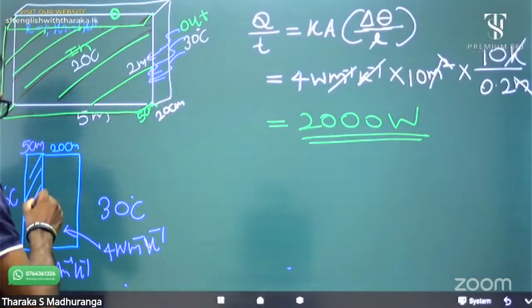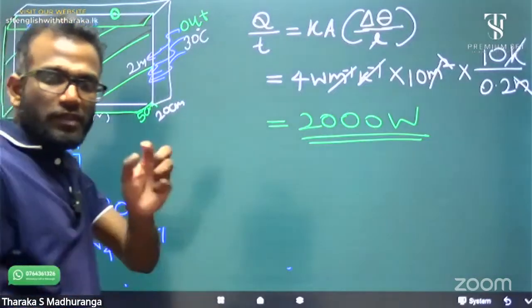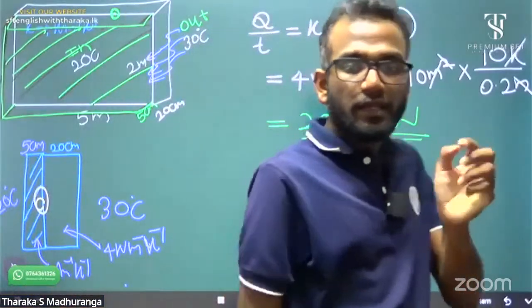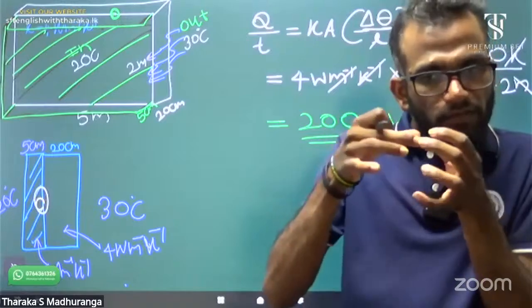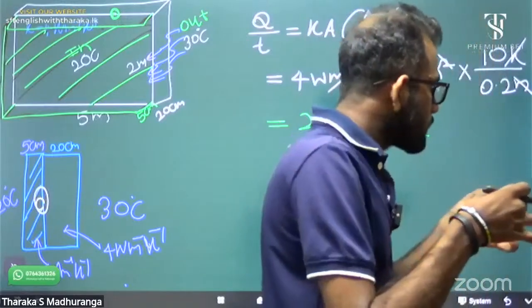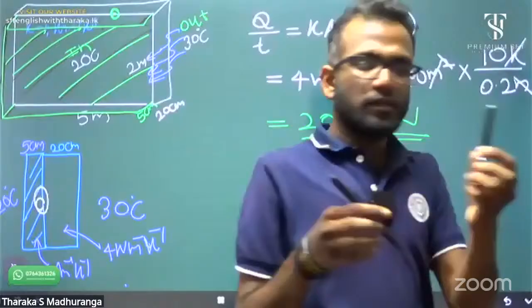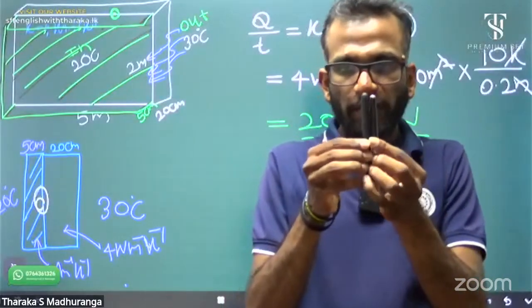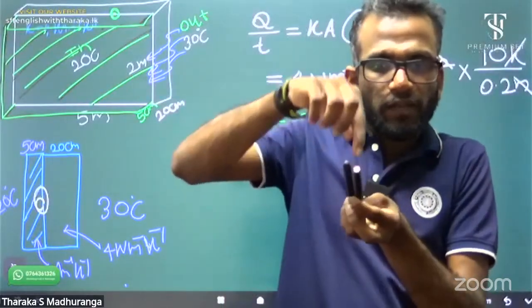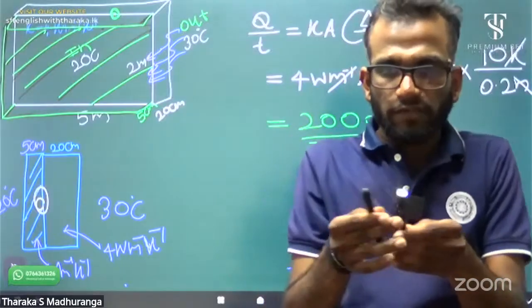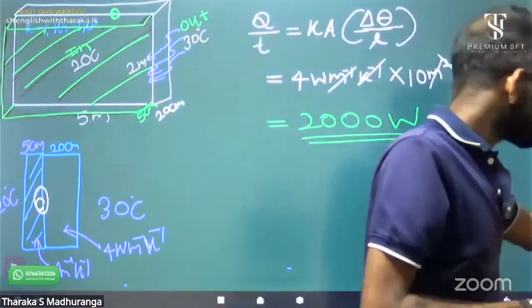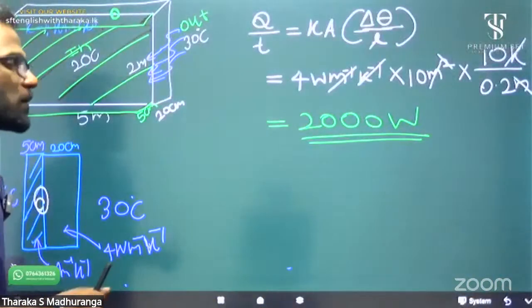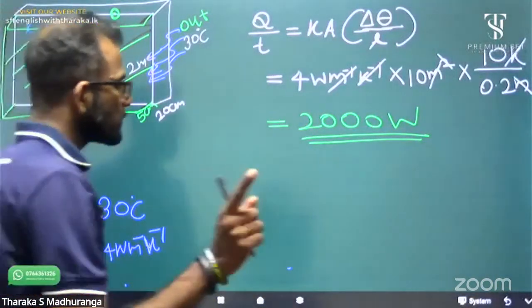Now the question asks what is theta, the intersurface temperature, the contacting surface temperature. If you have a wall and a wooden plate, the intersurface means the contacting surface, like this. How to calculate? Very simple.